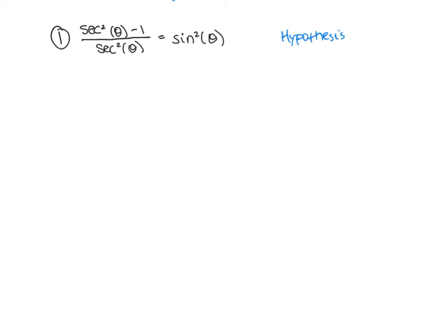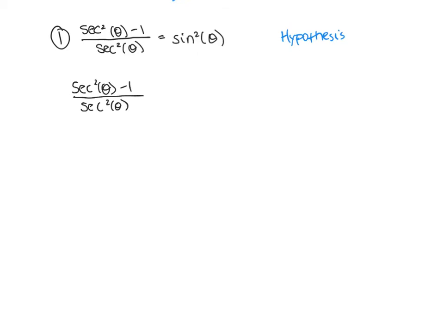So when we start off with a problem like this, it's probably going to be easier to take something really long and complicated and simplify it down than to take something that's like, oh, this looks pretty nice, and expand it out to this. So I always pick my complicated side first. So I'm going to start with this side. So I'm going to say, okay, secant squared theta minus 1 over secant squared theta.